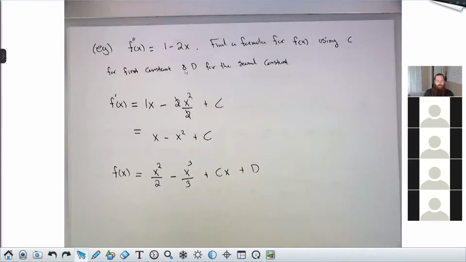And without information, I cannot solve for C and D. In order to solve for C and D, I would need 2 pieces of information, 1 piece of information for each constant. If you told me f prime of 0 is 5, or f prime of 1 is 2, or whatever, you gave me a particular value of f prime, then I could use that to solve for C. And if you told me f of 0 is 7, or f of 1 is -3, I could then use that information to solve for D after first solving for C and plugging it in.